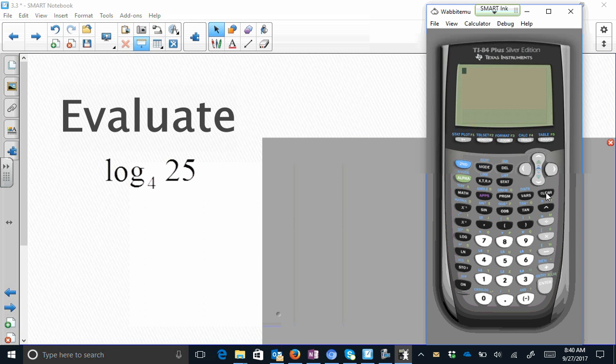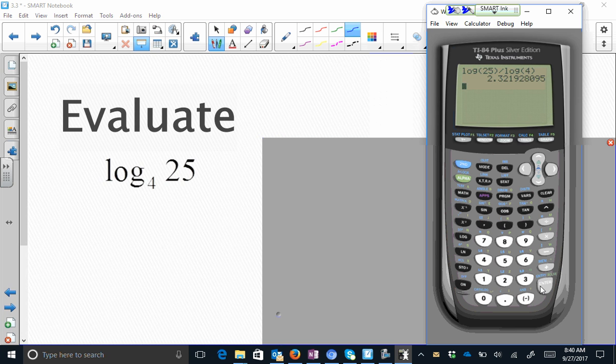Okay, so if we are going to evaluate log base 4 of 25, you are just going to type in log of 25 divided by log of 4. Please be careful. Don't be in too much of a hurry. When you press any of the logarithm buttons, it'll open a parentheses. So when you type in 25, you need to close the parentheses before you hit the divide button. So log base 4 of 25 is 2.322.